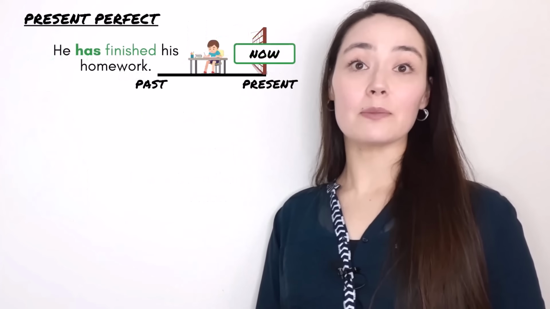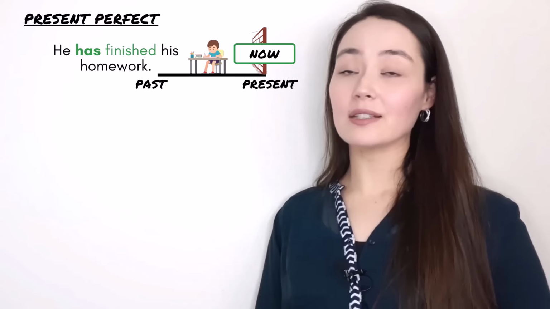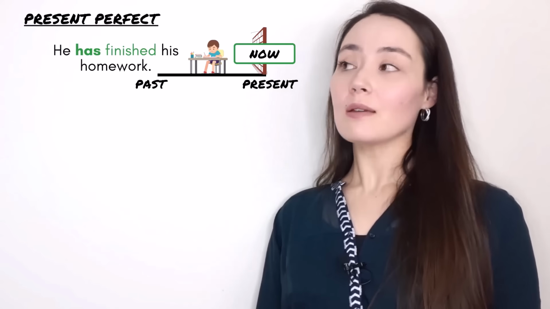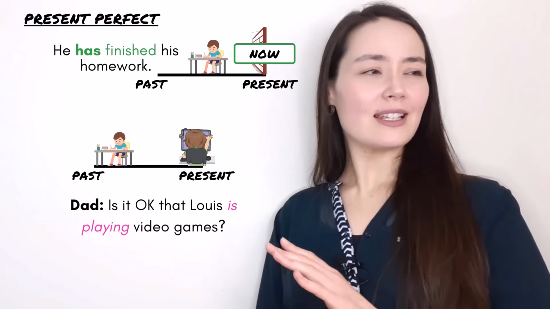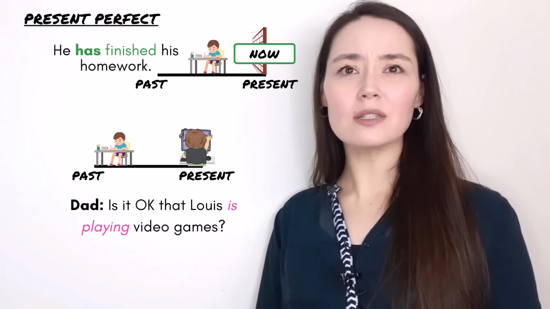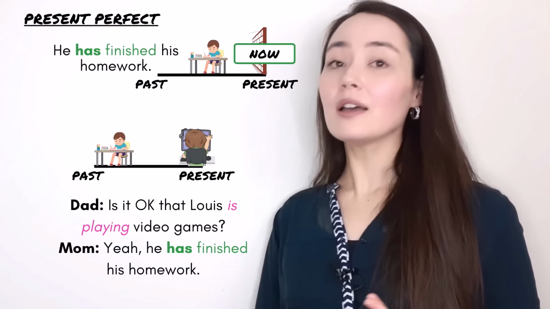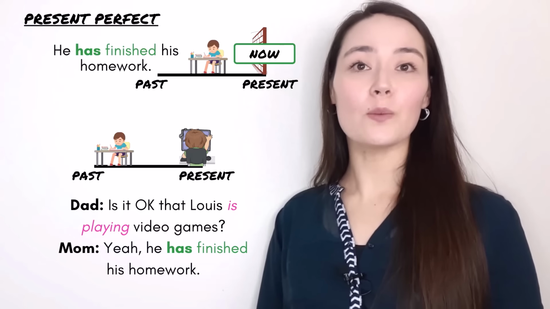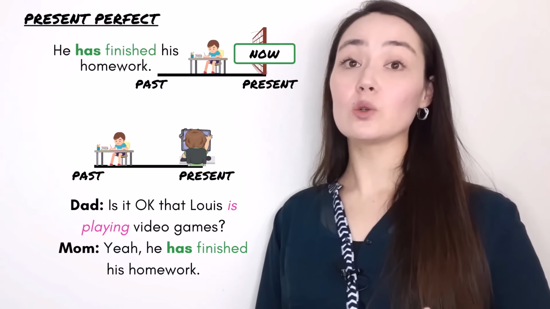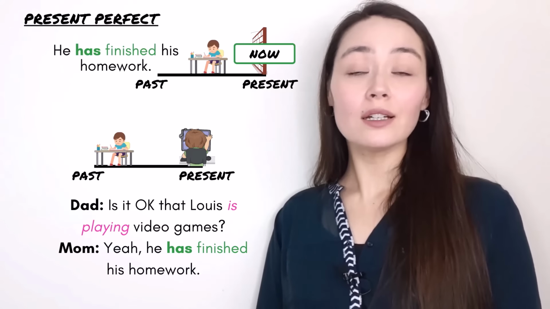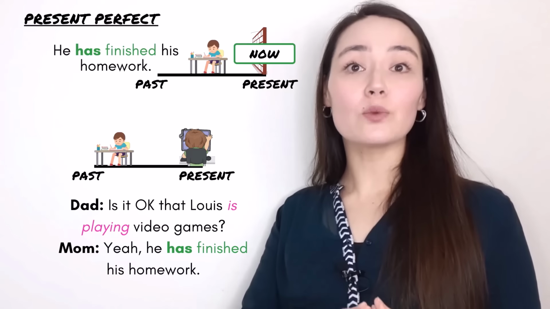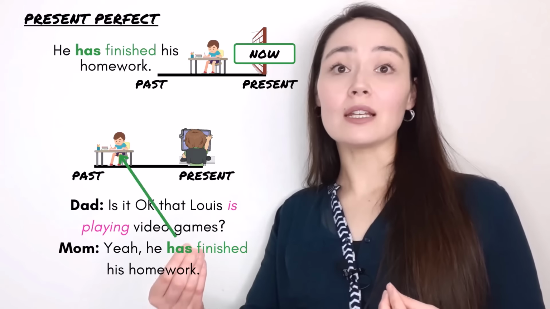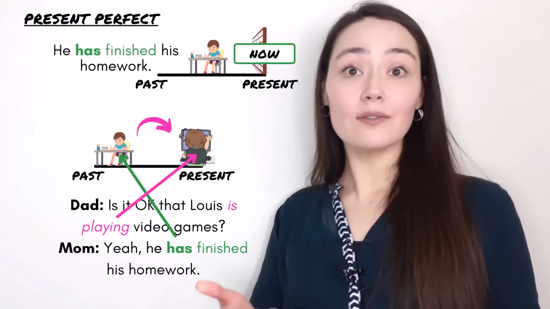Let's do another example. Why would I say he has finished his homework? Maybe 2 parents are talking. Dad, is it okay that Louis is playing video games? Mom, yeah, he has finished his homework. Do we know specifically when? No, we don't care about when, but the present is relevant. His past action means now he can play video games.